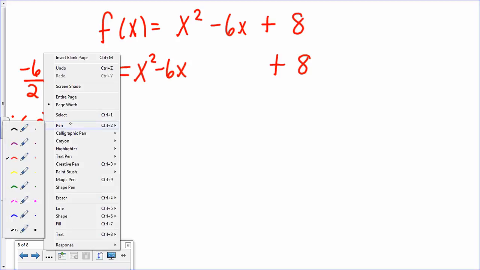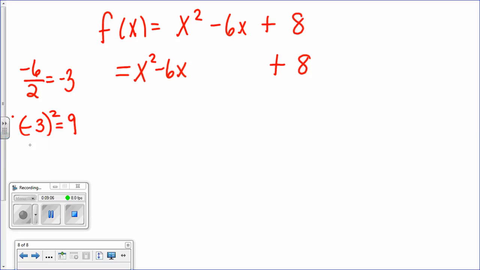I'll change color so you can kind of see the difference that's going on here. I'm going to add 9. So what has just happened in this section that I have in parentheses? I got a perfect square trinomial, right? What multiplies to equal 9 and adds to equal -6? -3 and -3, right? So I have just created a perfect square trinomial right here.